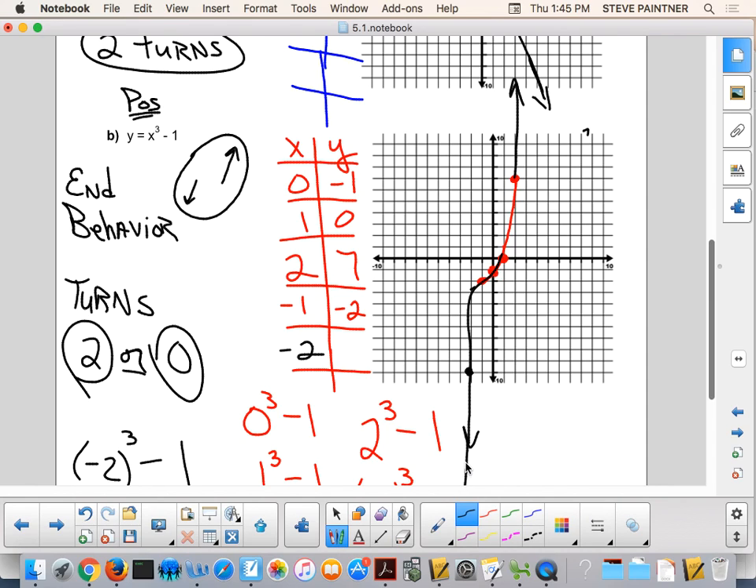Just jump on the graph. Look, up, up, up, up. Slowing down, up, up, up. Speeding up, up, up, up. Never went down, or never went up, whichever way you went.